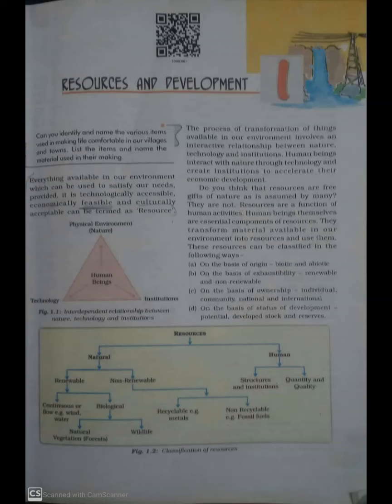Geography. Chapter number 1. Resources and Development. Everything available in our environment which can be used to satisfy our needs, provided it is technologically accessible, economically feasible, and culturally acceptable, can be termed as resource. The process of transformation of things available in our environment involves an interactive relationship between nature, technology, and institutions. Human beings interact with nature through technology and create institutions to accelerate their economic development.